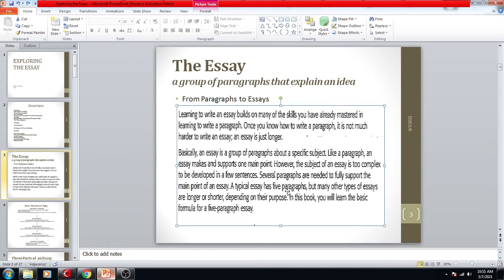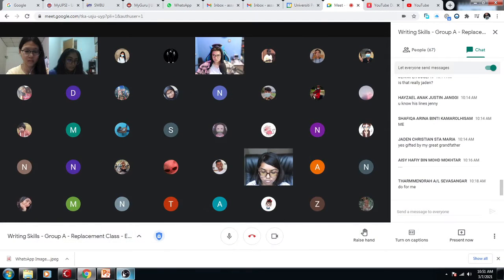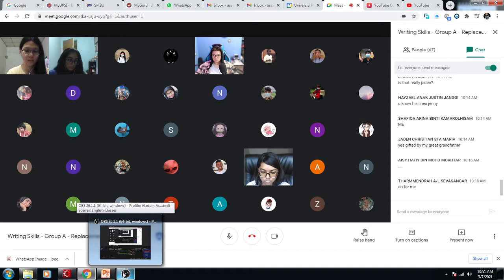A typical essay has 5 paragraphs, but of course many other types of essays are longer or shorter depending on their purpose. In this book, you will learn the basic formula for a 5-paragraph essay. So typically, the typical essay is 5 paragraphs: 1 introduction, 1 concluding paragraph, and 3 paragraphs, typically each paragraph for 1 subtopic mentioned in the thesis statement that states the main idea and the focuses or the controlling ideas.